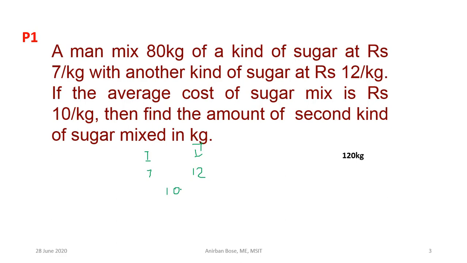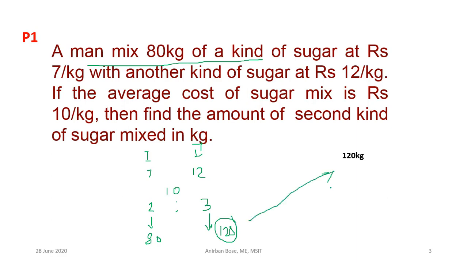So we'll find the difference along the diagonal. 12 and 10, the difference is 2. 7 and 10, the difference is 3. So the ratio in which kinds 1 and 2 were mixed is 2:3. Now you know that the man mixed 80 kg of the first kind. So 2 corresponds to 80. If 2 corresponds to 80, that means 1 corresponds to 40. So 3 corresponds to what? 3 corresponds to 120. So the answer is: the second kind that is mixed is 120.